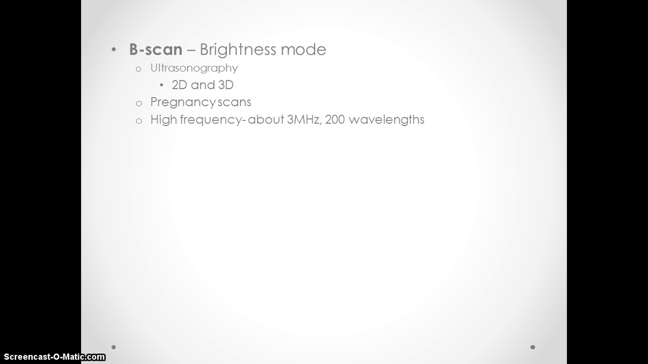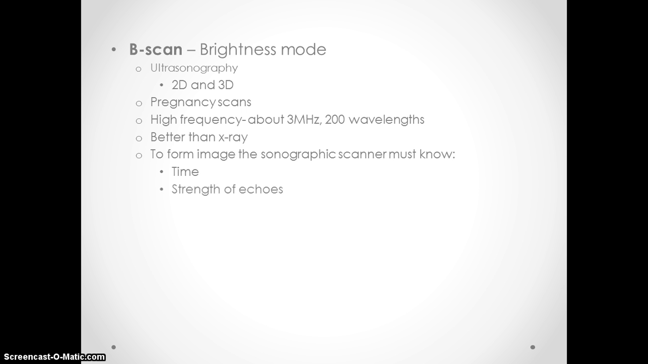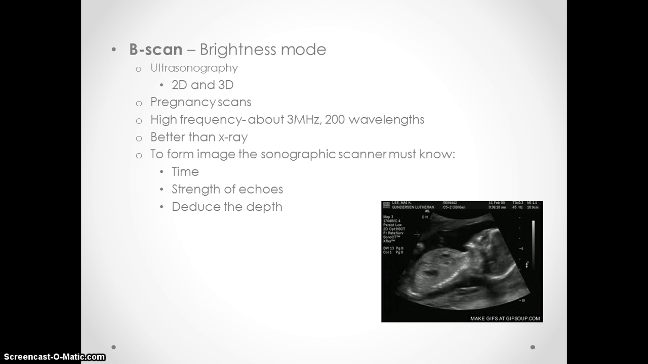The most effective range is about 3 MHz and 200 wavelengths. This is better than X-rays because there are no long-term effects, because in X-ray the waves are ionizing. To form an image, the sonographic scanner must know the time, the strength of echoes, and it must determine the depth.